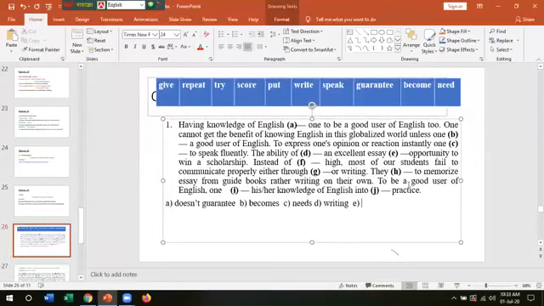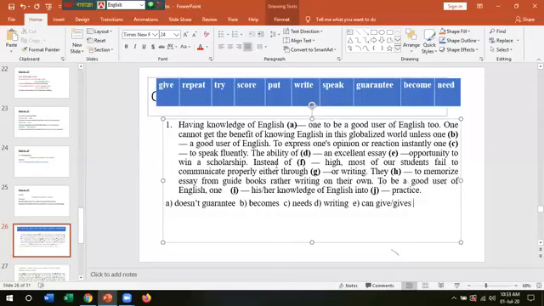The ability of writing an excellent essay gives opportunity. Give or gives? Both can be taken. The ability of writing an excellent essay gives opportunity to win a scholarship, or can give opportunity. We can say can give or gives.